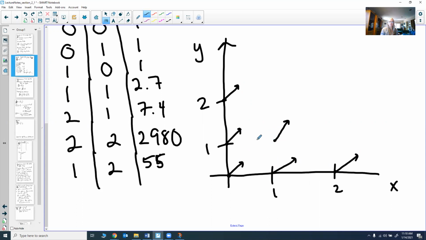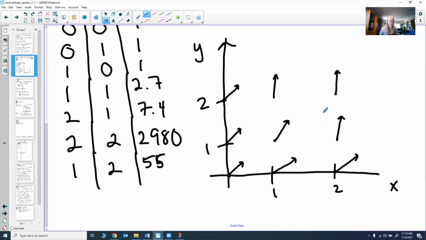When x is 2 and y is 1, we get about 7.4. So that's even steeper. When x is 2 and y is 2, we get incredibly steep. So it's almost a vertical line there. Not quite, but in this scale it is. Oh, I'm sorry, I did the wrong one. That's the 55. When x is 2 and y is 2, then it's even steeper. So you can get this idea of what it looks like.